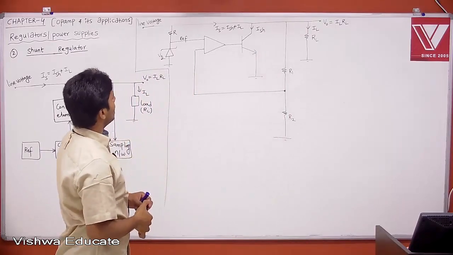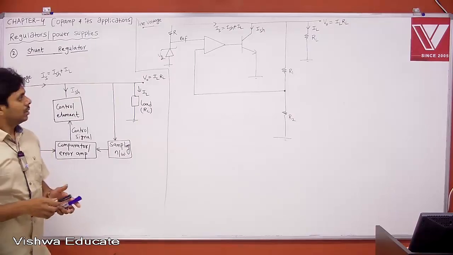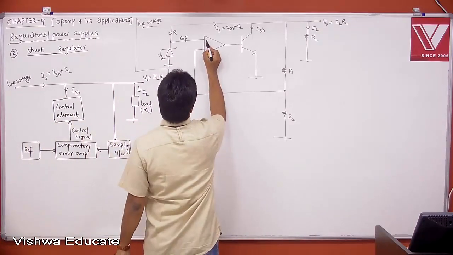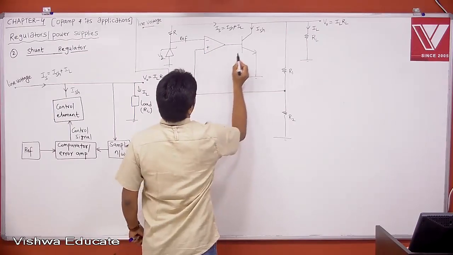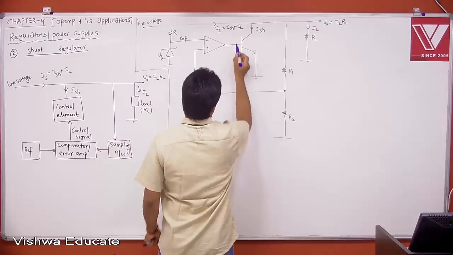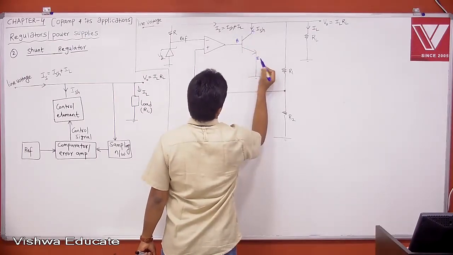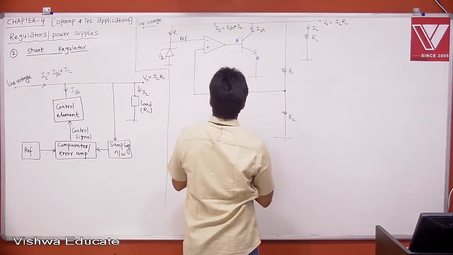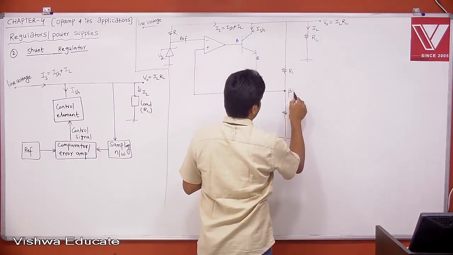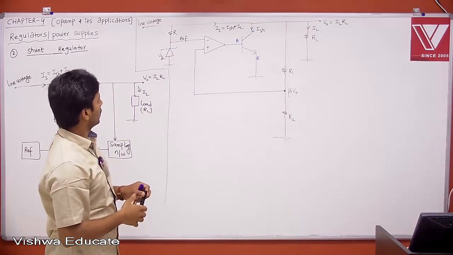Now tell me which is minus, which is plus. We don't know. Let us say this is minus and this is plus. And this is nothing but your collector. This is base, collector, emitter, and this is your sampling network. This is your beta V0. Now let's see.